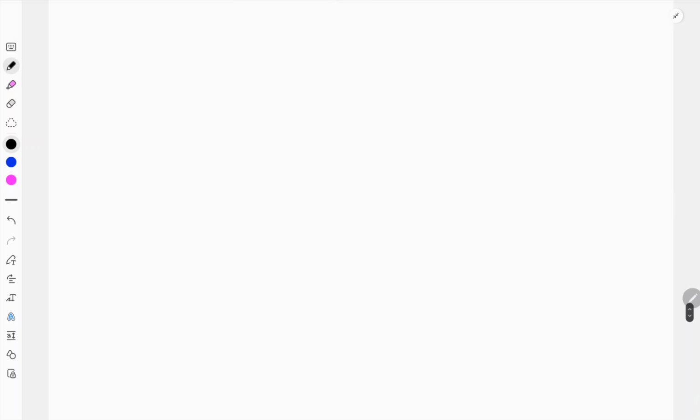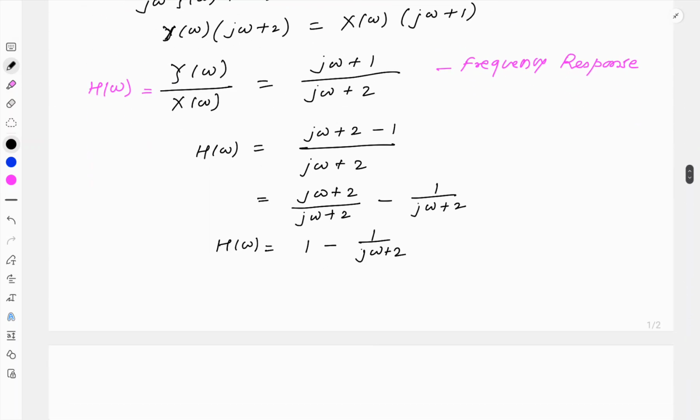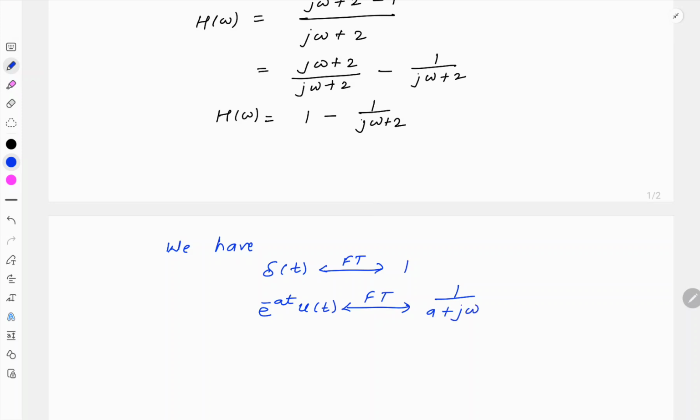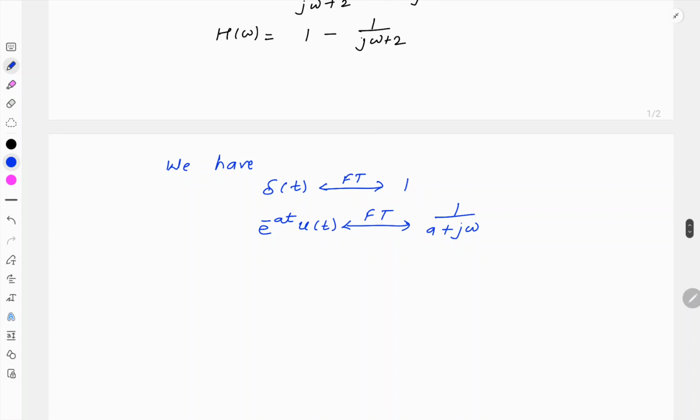Now we need to find the inverse of this equation. Here we have 1 and 1 upon j omega plus 2, so we use the standard transforms. The Fourier transform of the impulse function is 1, so the inverse of 1 is delta(t). And for e raised to minus a t into u(t), the Fourier transform is 1 upon a plus j omega. Use these two identities to find the inverse for H(omega).